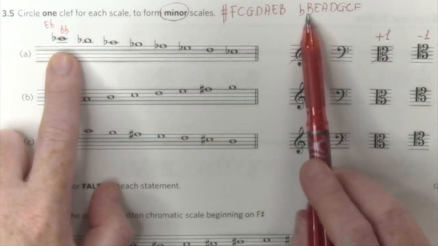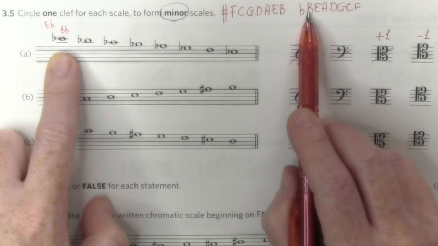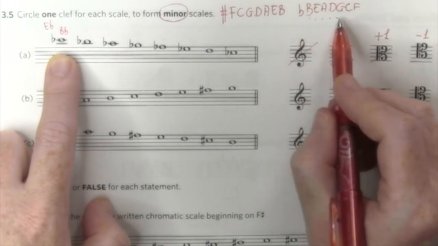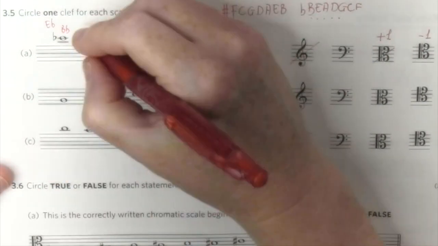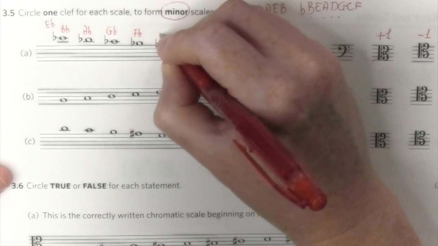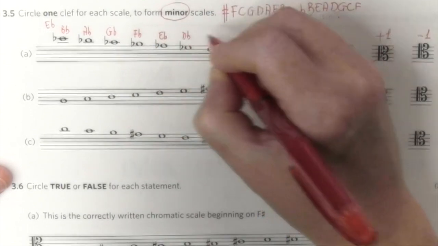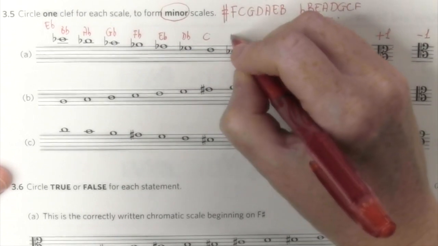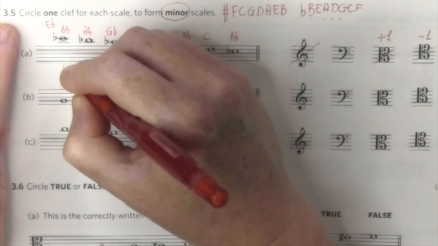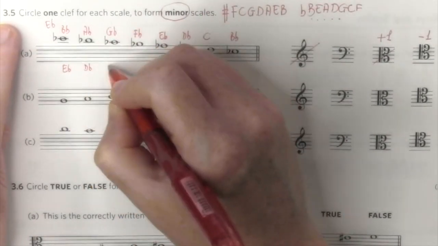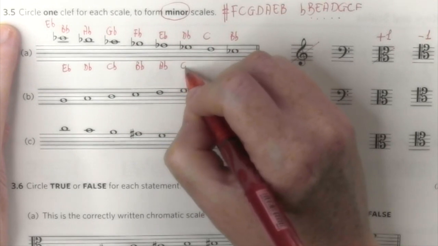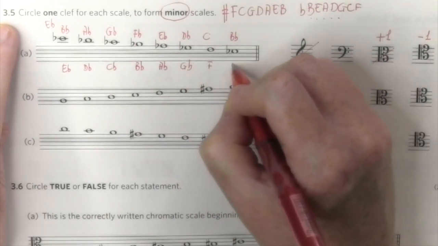Let's start with B flat minor and have a look. We said B flat minor is the relative minor of D, so we would have five flats. La, sol, fa, mi, re, do, and B flat again. In bass clef, we would have mi, re, do, si, la, sol, fa, mi.